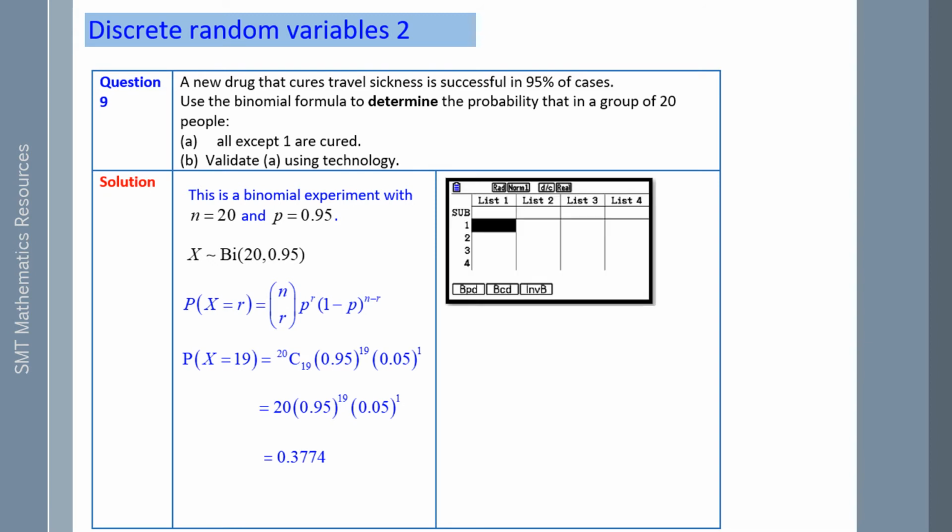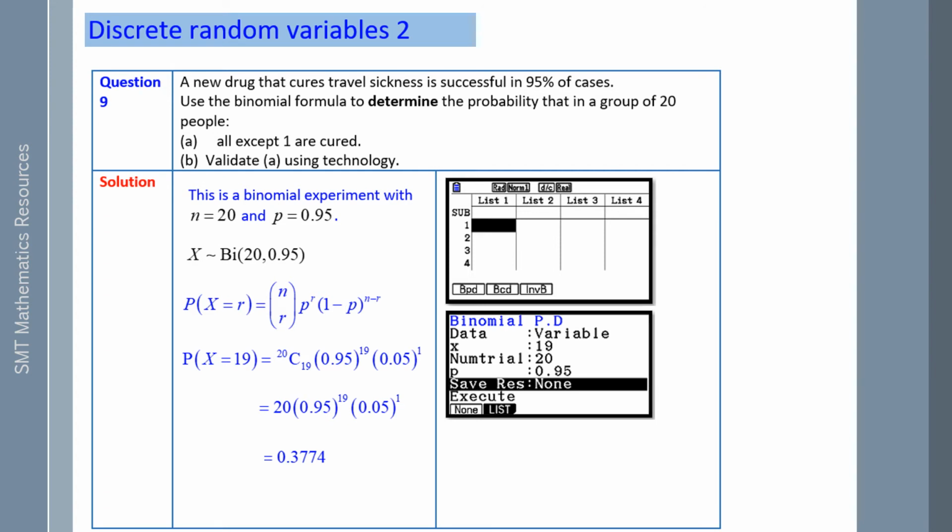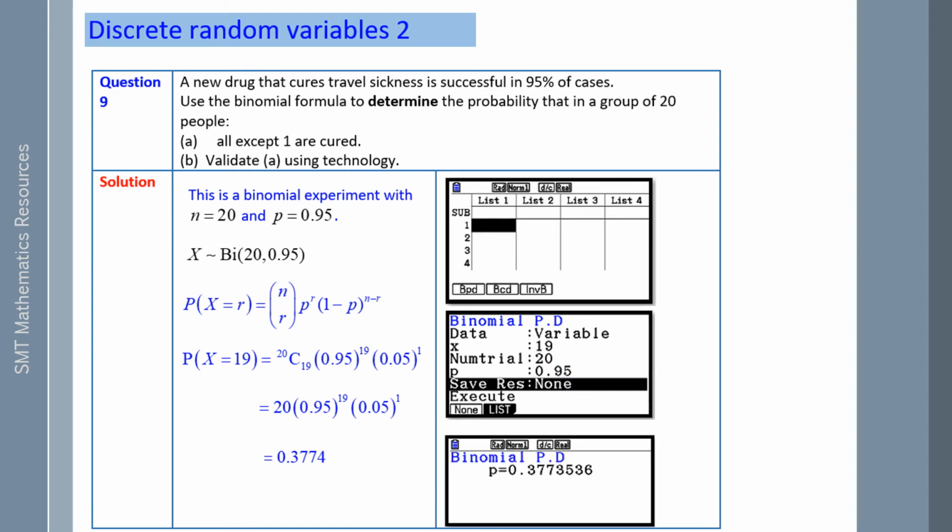Validate using technology. So we've gone back to our stat menu, distribution, we're going to choose binomial PD because it's 1 we're choosing, like exactly 19. So we want 19 out of 20, where p is 0.95. So 19, 20, 0.95, we press enter, and we get the same answer, 0.37735.